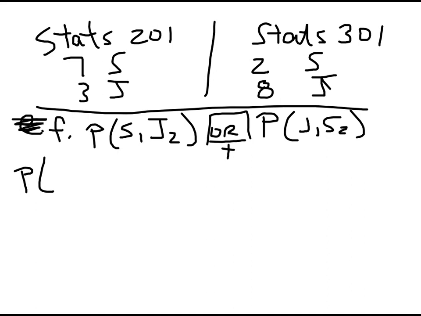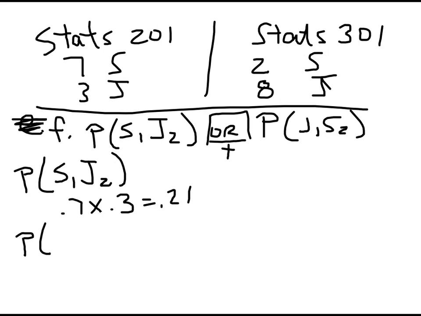So the probability of a sophomore on draw 1 and a junior on draw 2 is: sophomore on draw 1 would be 7 out of 10, or 0.7, times a junior on draw 2. We're still in Stats 201 because the first draw was a sophomore, so that'll be 0.3, which equals 0.21.